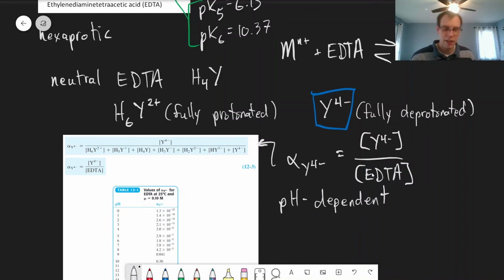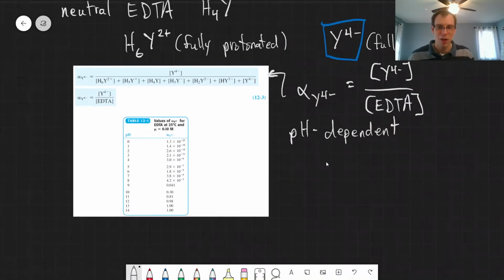In your textbook, there's a nice derivation of the pH dependence of this. It's a formula that you can calculate and depends on all the different Ka values for EDTA. We're not going to go through that derivation, and I don't expect you to know how to do that, but it is there. This does come from somewhere. But what we care about is that this is pH dependent and the values are known. There's an equation we can use to calculate the different values of alpha Y4-. So it's from table 12-1 in your textbook. This is it right here. Let me make this a little bit bigger.